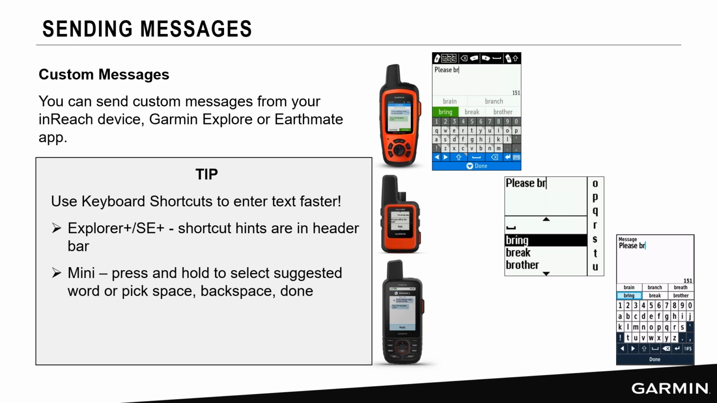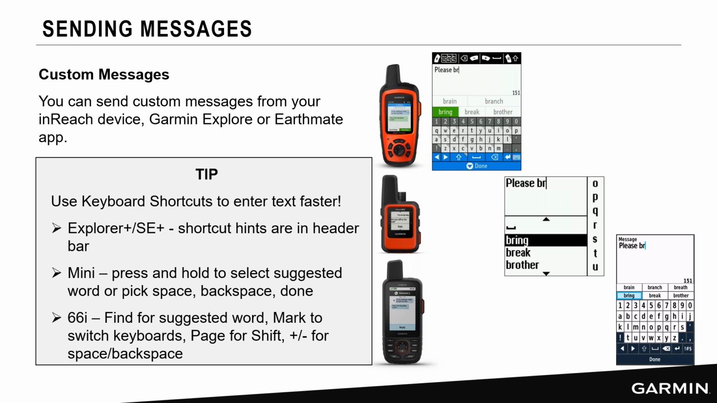The Mini is a little more challenging because it has a lot fewer buttons to choose from. But as you type with the Mini, you use that vertical scrolling letter number selector, and then the suggestions appear to the left. And if you press and hold the OK button, it will jump the highlight into the selection list, and you can pick the auto-completed word. You can also scroll up, and you see the space symbol. You can scroll up above that and get to a couple of others. Space, backspace, and done. The 66i has options with the buttons.